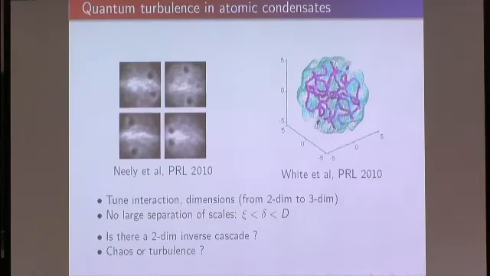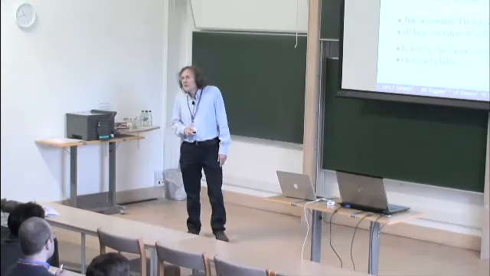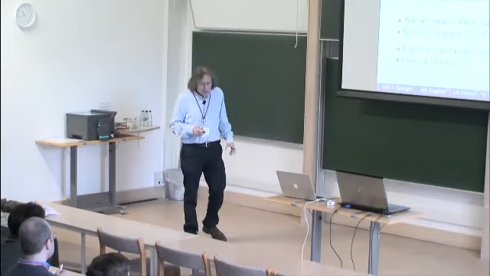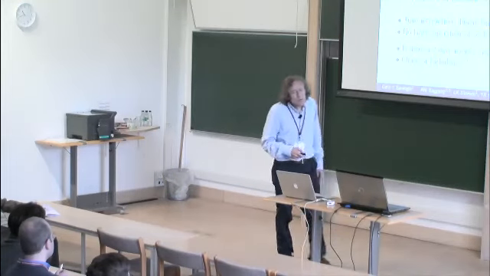Already you see from these two images the important feature of vorticity in atomic condensates, that we do not have a very large separation of scales between the core thickness ξ, the distance between the vortices δ, and the system size D. So ξ is less than δ, which is less than D, but it's not much less. So we have a very tightly confined system.